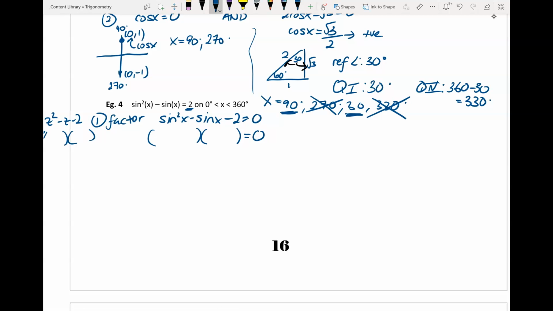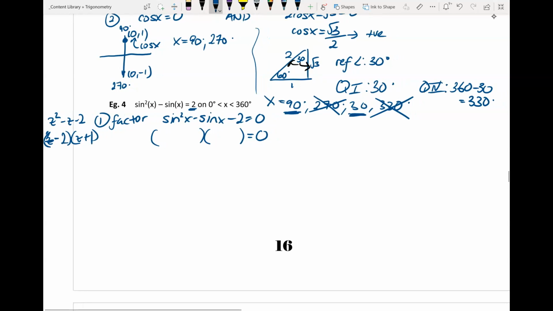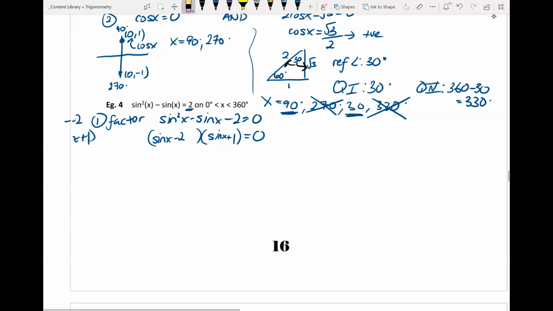So factors of 2 are 2 and 1, and we need a negative 2 and a positive 1 to achieve a negative 1 for our middle term, and then our variable is z. So that's how we would factor it from before, and then you replace that z back with sine x. So you have sine x minus 2 and sine x plus 1. If you can factor this without changing your variable to z, then that's completely fine. I'm just showing you a different way just in case you do need that extra support.